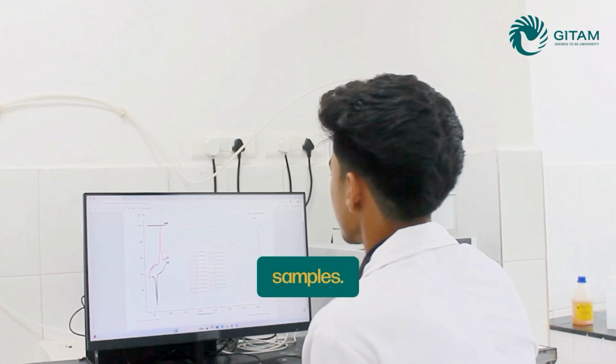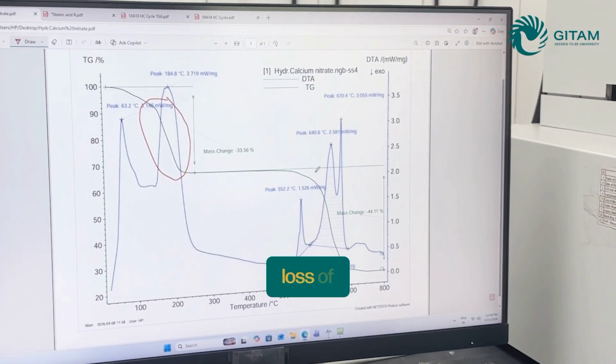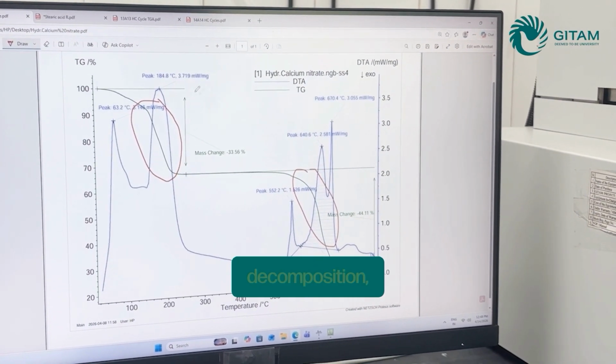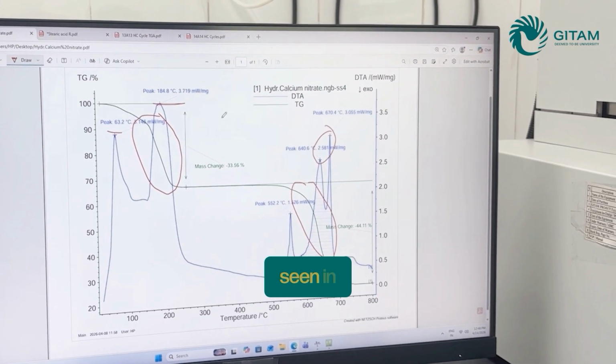Let us try to understand the output profiles of a few samples. For the first sample, in the TG profile, the first weight loss is due to loss of moisture and the second weight loss is due to decomposition. And the associated temperature differences are also clearly seen in the DTA profiles.